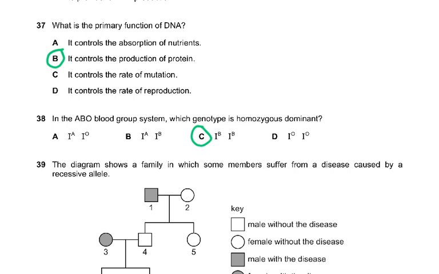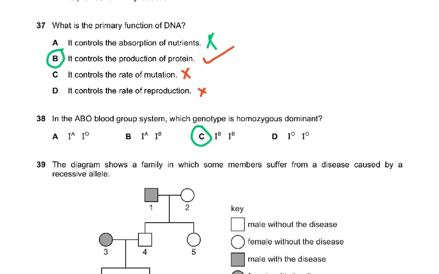Then coming to question number 37, what is the primary function of DNA? It controls the absorption of nutrients. Well, that's wrong. It controls the production of protein. That's again a syllabus point. It controls the rate of mutation. It controls the rate of reproduction. That's all very good, beautiful story. So that's a BS, beautiful story.